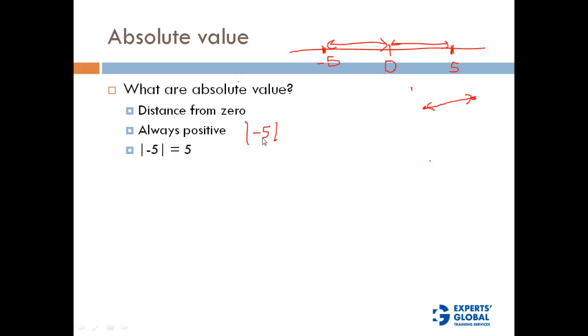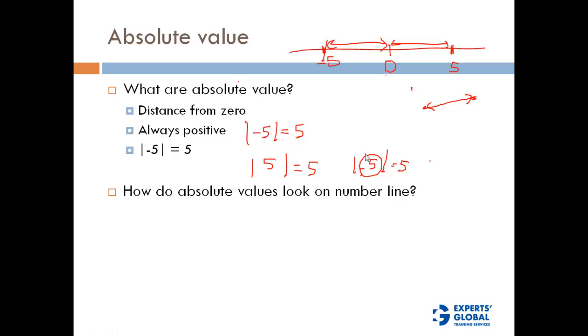So absolute value of -5 is 5, right? So we saw what is the distance between -5 and 0, and the distance will be 5, right? So absolute value of -5 is 5. Absolute value of any positive number will be the number itself. Absolute value of any negative number will be -1 into that number. That is, -1 into -5 is equal to 5. That way.